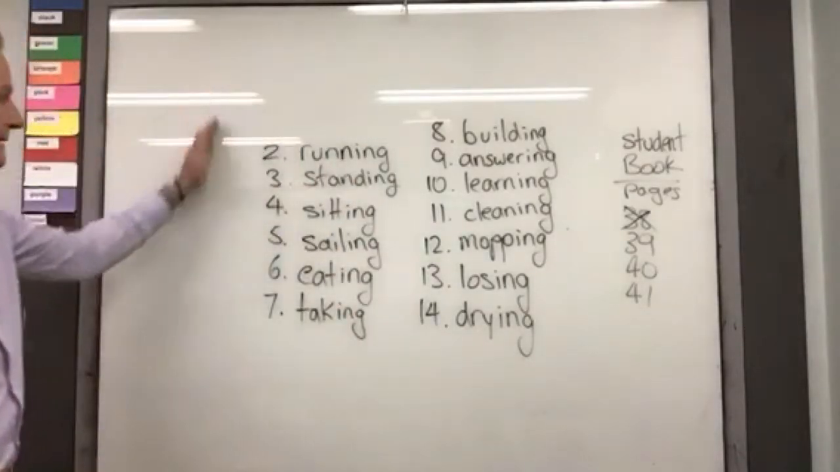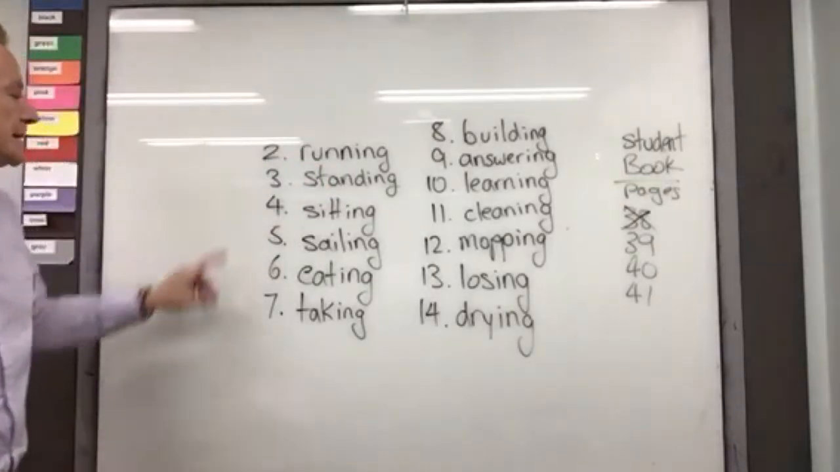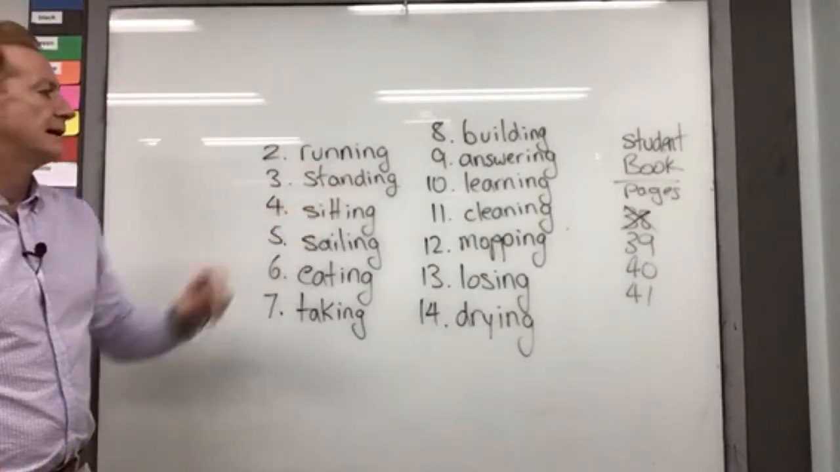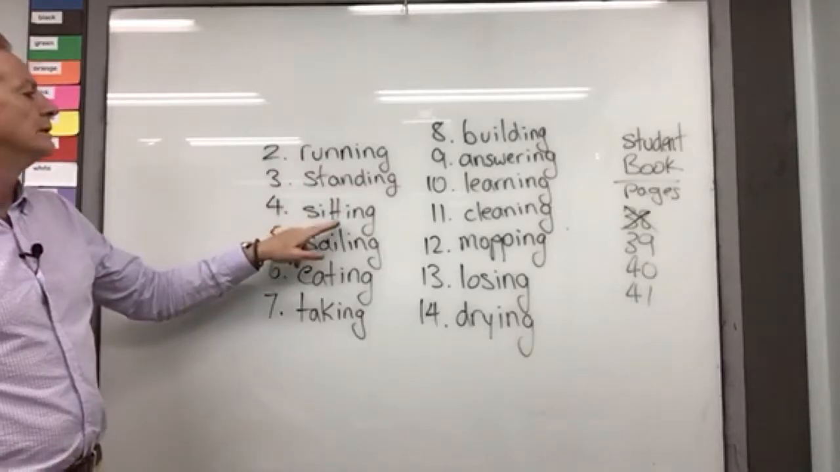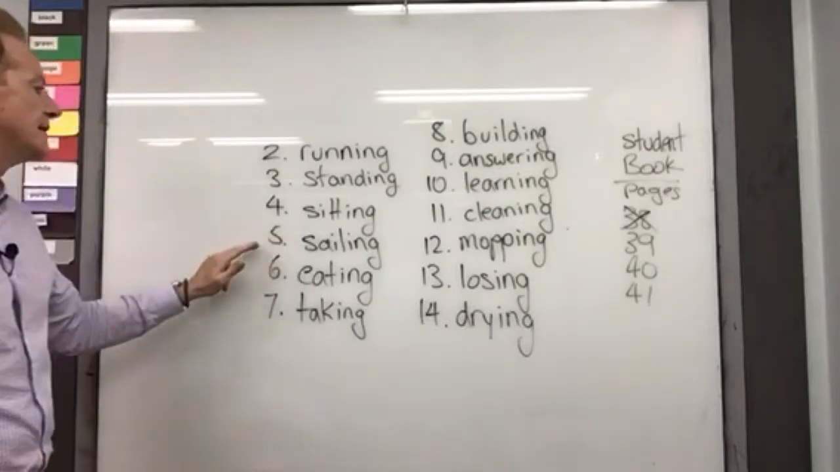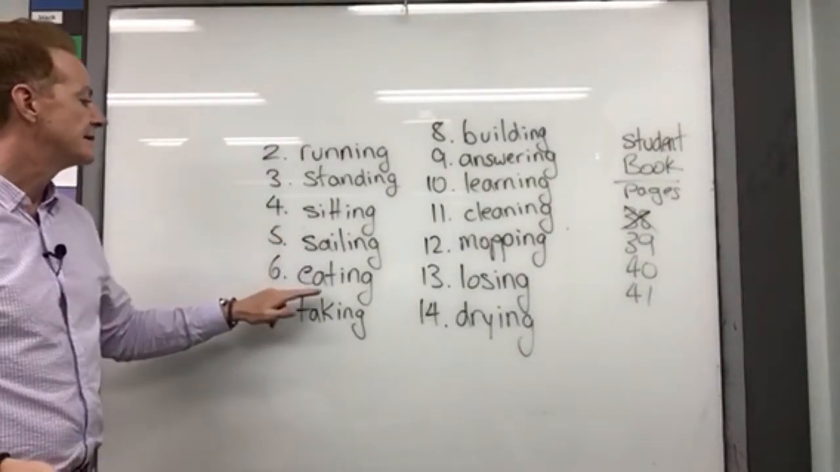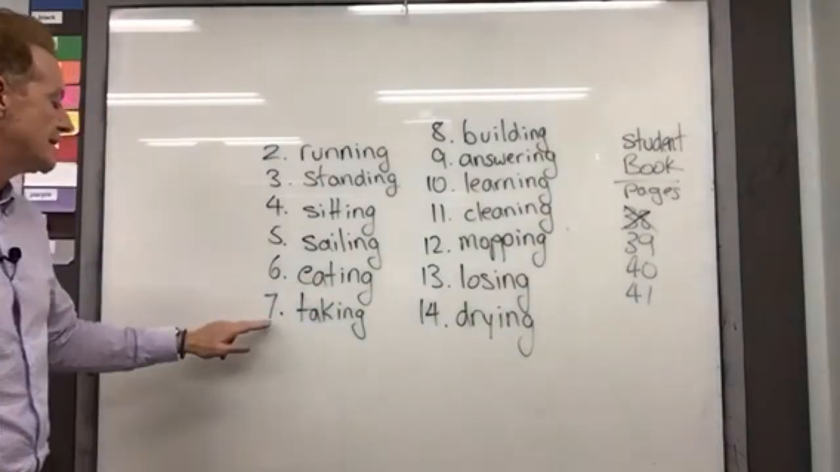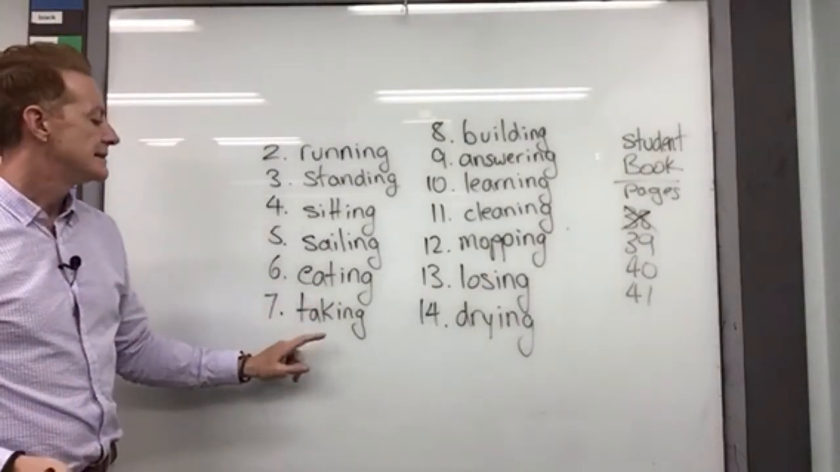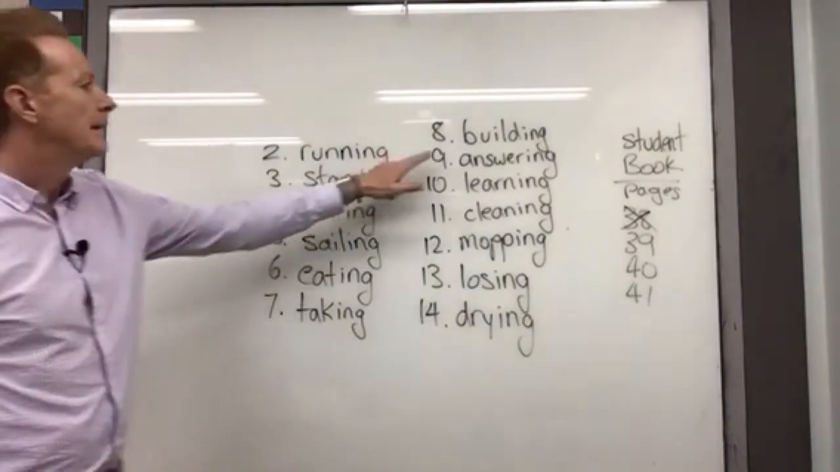D-R-Y-I-N-G. All right, so again, let's just go through these. Running has 2 N's, ing. Standing, just add ing. Number 4, sit. Sitting has 2 T's and then ing. 5, sailing, ing. 6, eat. Eating, just add ing. 7, take. Taking, you have to drop the E and add ing.